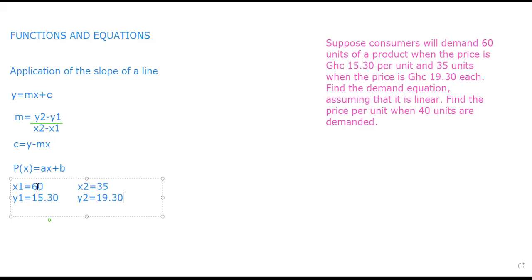So we say, first of all, we find our M. Solution. We find our M. Our M is Y2 minus Y1 over X2 minus X1. Okay, so moving forward, what is our Y2?